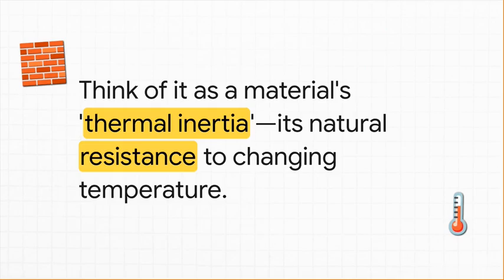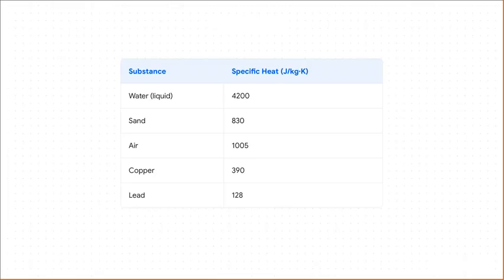Yeah, a really great way to think about this is thermal inertia. It's like a material's stubbornness. It's just its natural resistance to changing its temperature. And a material with high thermal inertia isn't just hard to heat up, it's also really, really slow to cool back down. And would you look at these numbers?